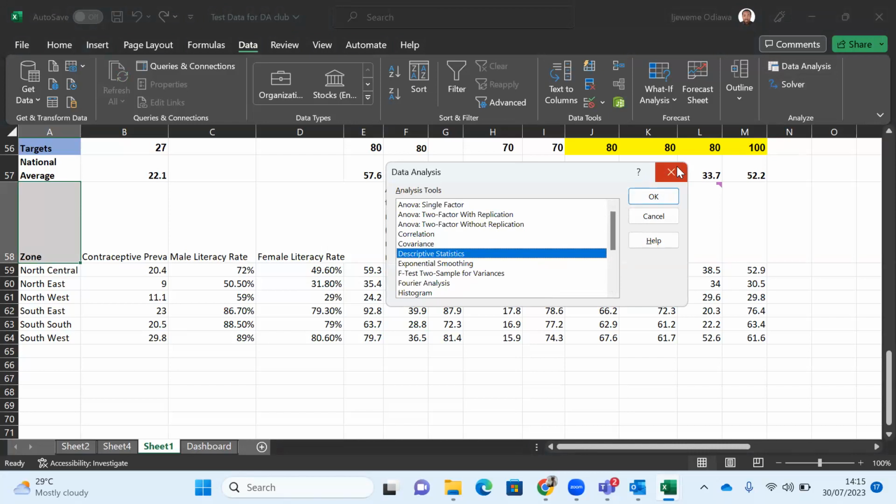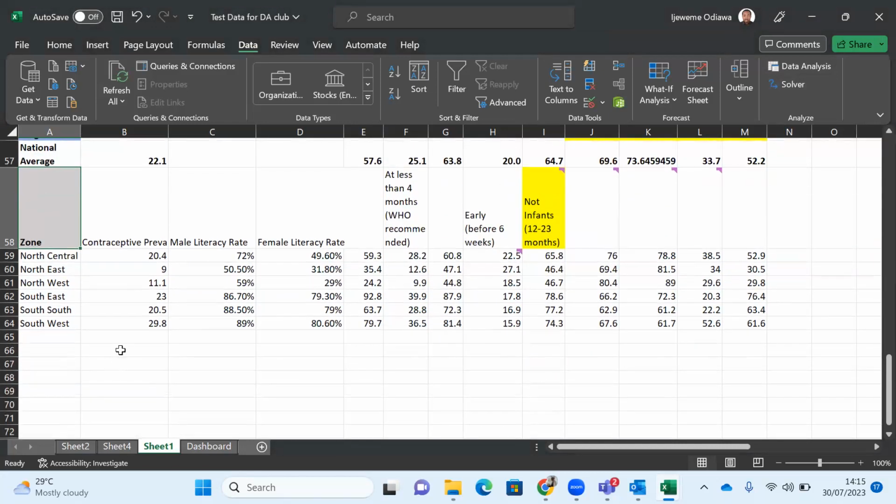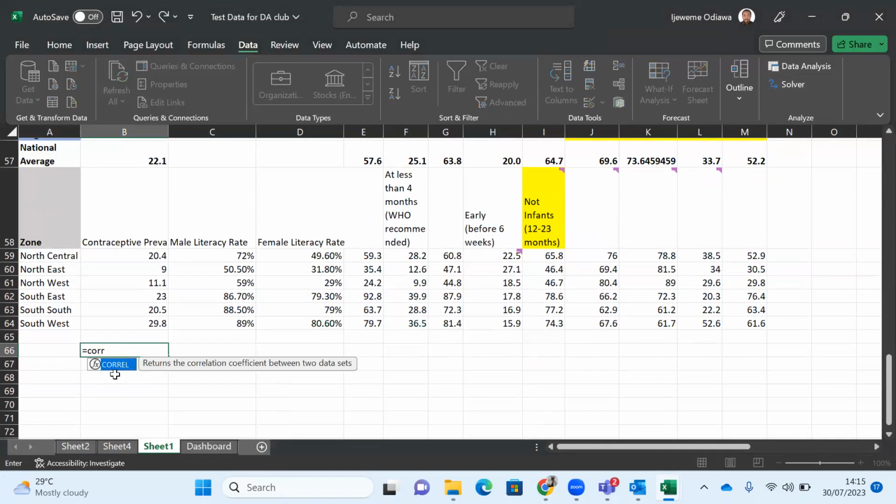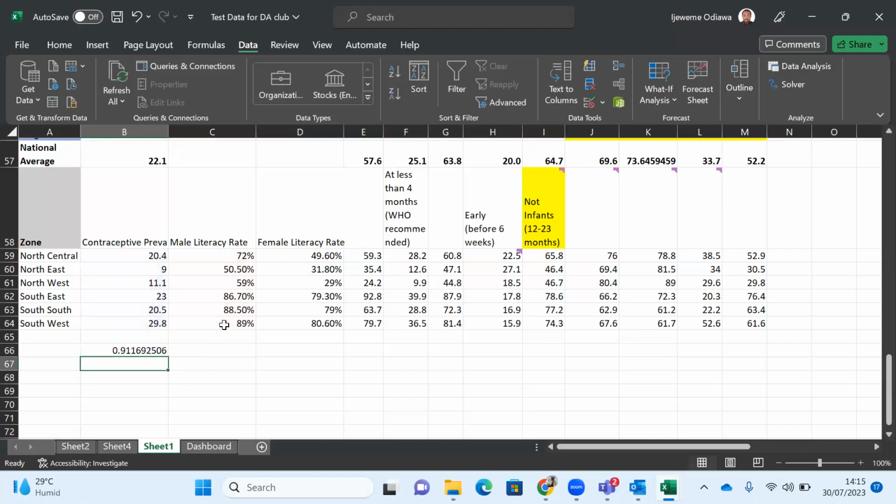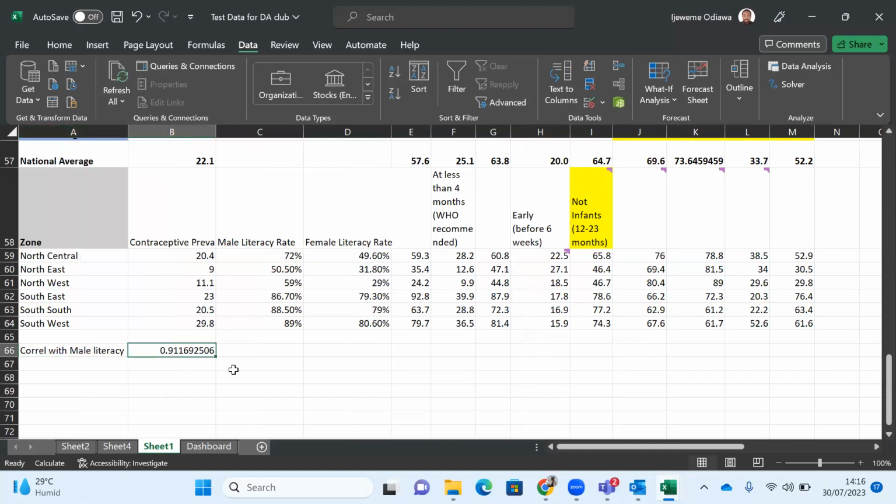But before we even do that, can we do a correlation first? To do a correlation is even a lot easier. It's equal to CORREL. I hope we are familiar with this. Equal to CORREL. So what are we correlating? We are correlating this, and let's pick only the data points. Correlating contraception prevalence with, let's correlate it first with male literacy. Is there any correlation? Press enter. So 91% correlation.